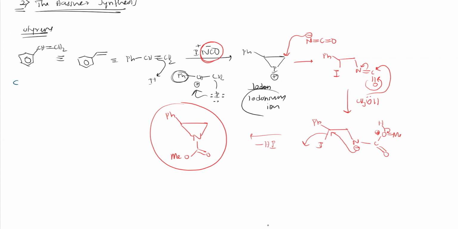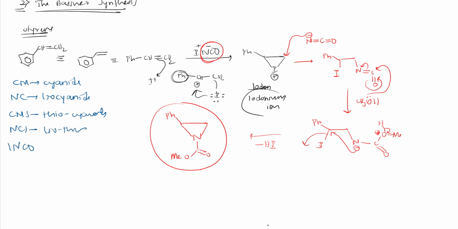Before going further, let me tell you something. What does CN mean? CN stands for cyanide, simple cyanide. NC means isocyanide. CNS means thiocyanate. NCS means isothiocyanate. Similarly, INCO, which I have used, INCO stands for iodine isocyanate. It is the name, right?